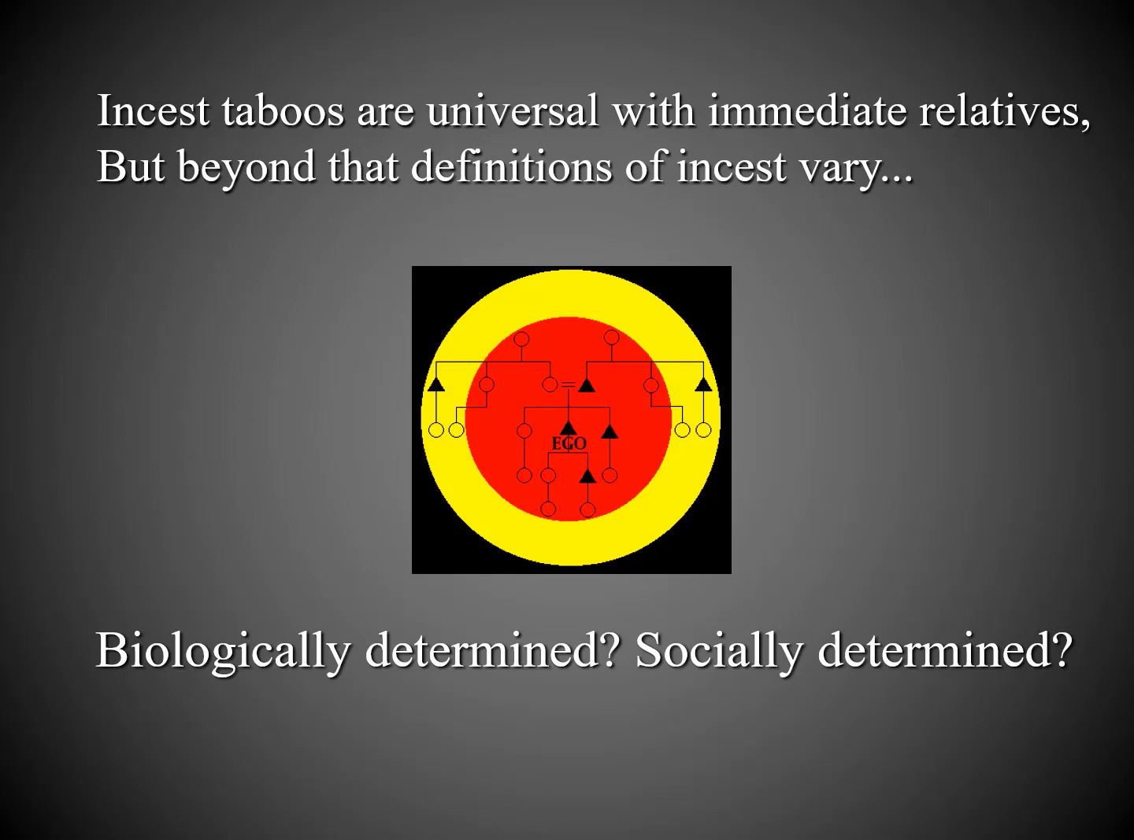Anytime we see something that pops up among all humans, all societies, it begs the question if there's a biological and evolutionary basis for that. Is this incest taboo, this lack of desire to mate with close relatives, biologically determined? Is it built into our genes? Is that why we see it across the entire species for the most part? Or is it socially determined? Is it something we all learn via enculturation and growing up?